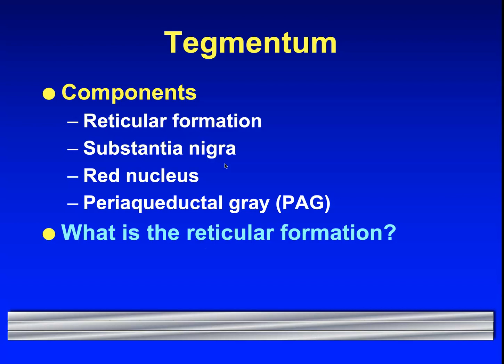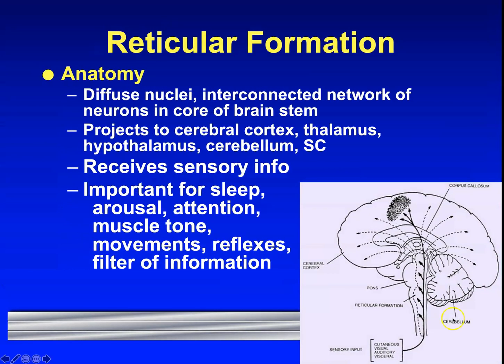So let's start with the reticular formation. And what the reticular formation is, it's a whole bunch of nuclei that come up through the brainstem and they project through the cortex and to the cerebral cortex and the thalamus and the hypothalamus and the cerebellum and the spinal cord. So it's a whole bunch of different nuclei that receive sensory information and then they send signals to the rest of the brain. And it's also called a reticular activating formation.